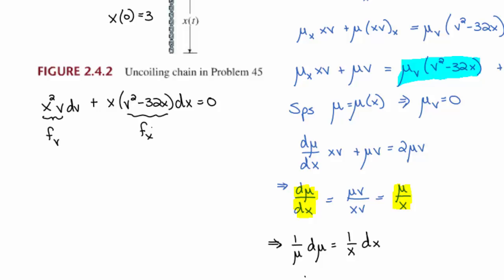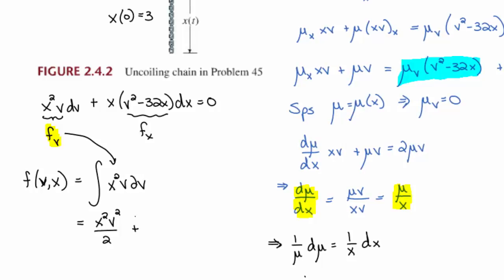Okay, so choose one of them to integrate, and the other one we're going to try to match. I'm going to choose f sub v to integrate. This bad boy right here. So my f of vx should be the partial integral of x squared v with respect to v. That's just f sub v. When you integrate that with respect to v, you'll get x squared v squared over 2 plus some constant. A constant could be a constant, but when you're taking a partial integral like this, the constant that will pop out could be a function of x.